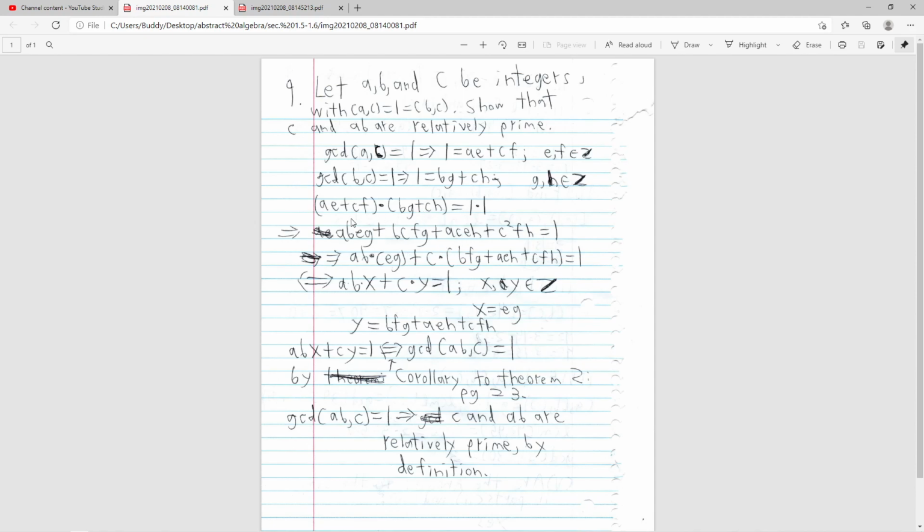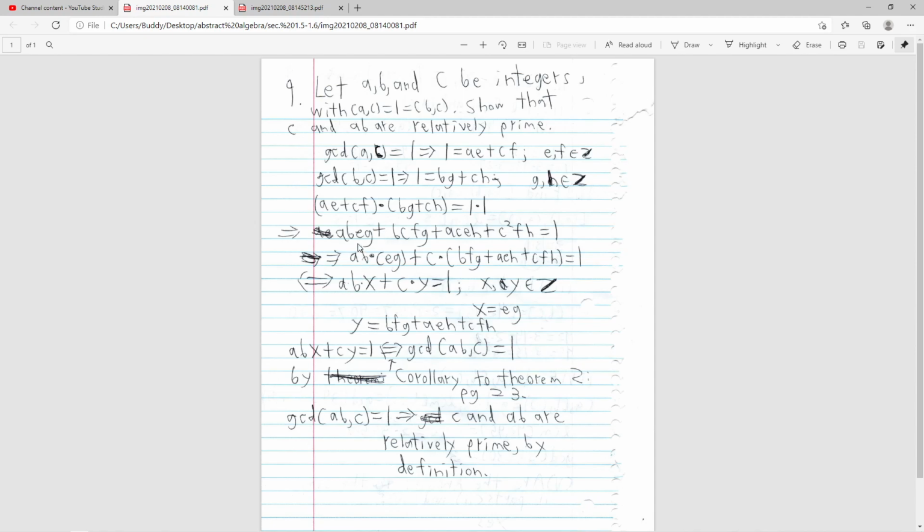Point is, you basically have the product of them, which is ABEG plus BCFG plus ACEH plus C squared FH equals 1. To simplify this left-hand side, the point is you want to get a linear combination of A, B, and C. And if that's equal to 1, then you can go backwards to get a GCD equal to 1, basically.